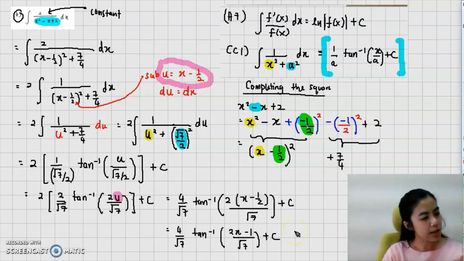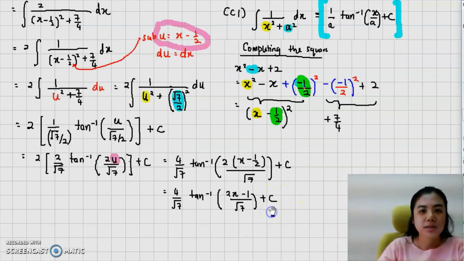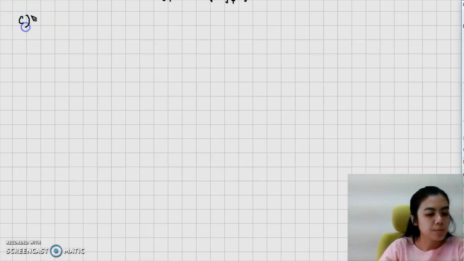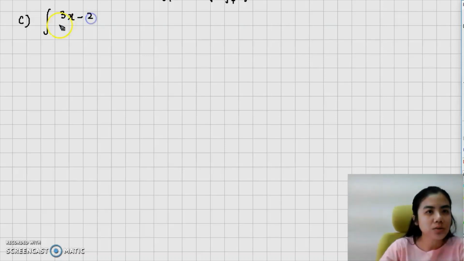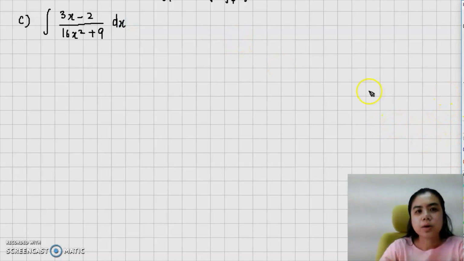Alright, let's just look at question C. We have the integration of 3x minus 2 over 16x squared plus 9x. Now what you have here is something different. You have a linear on the top.